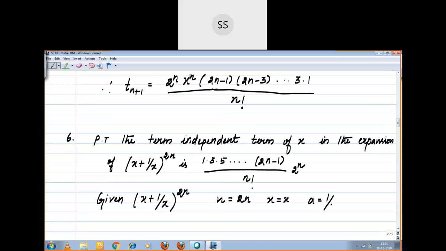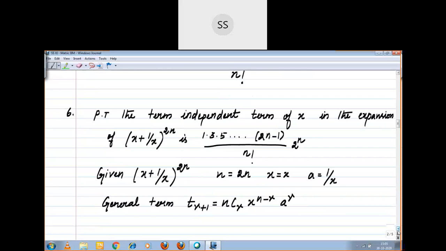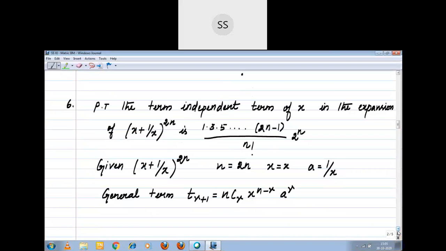Right? Here you see, given x plus 1 by x the whole power 2n. You are going to relate with the general form, right? Yeah, what is your n? N is nothing but 2n. X is x. A is equal to 1 by x. Got it? Now, general term.